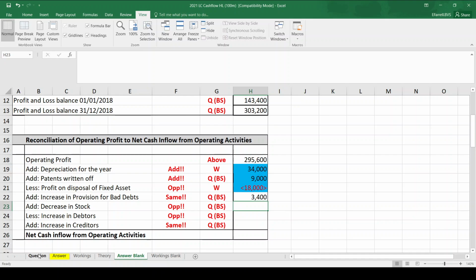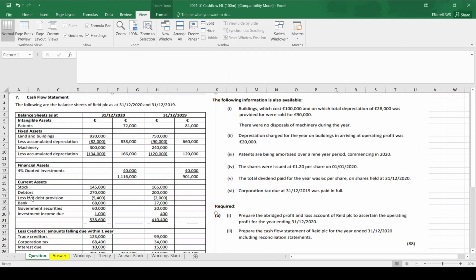Stock and debtors, these are both the same. These are the opposite of what you think. They're the same because they're both assets. Stock and debtors are both assets.